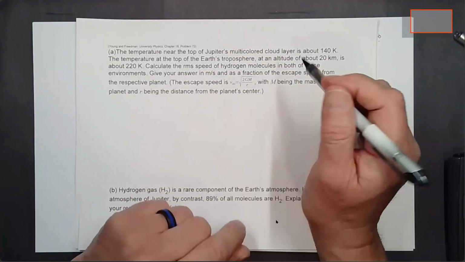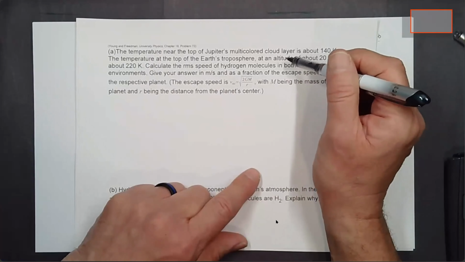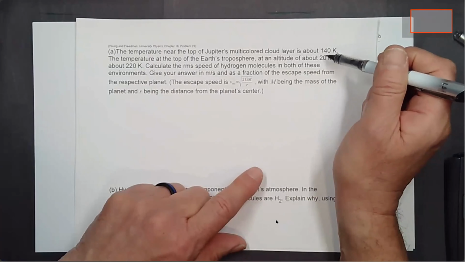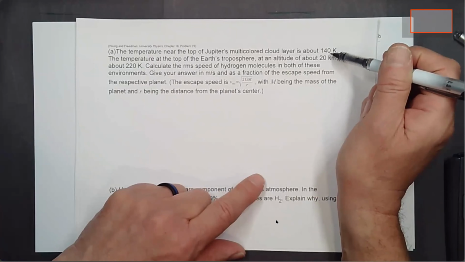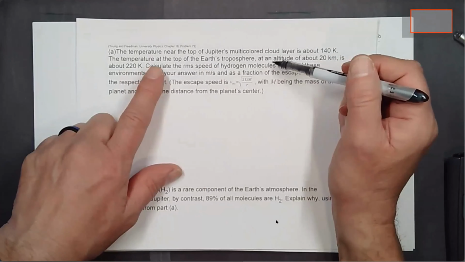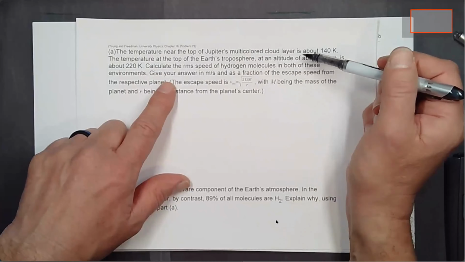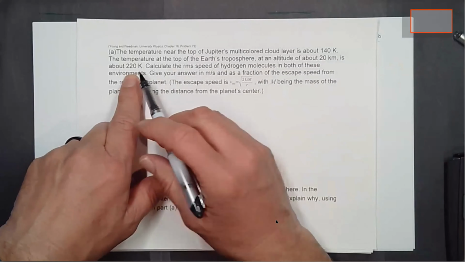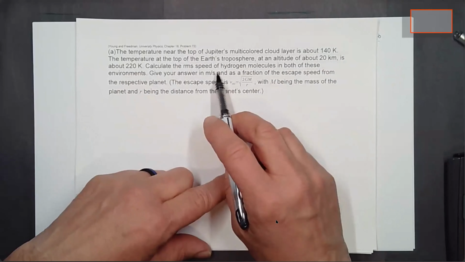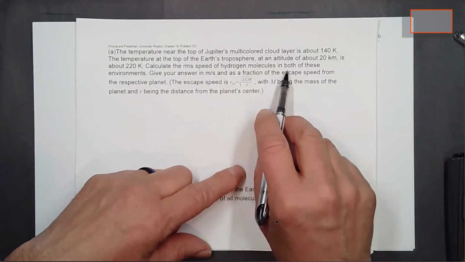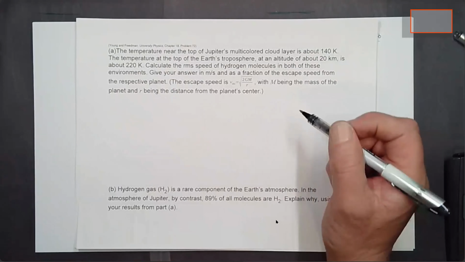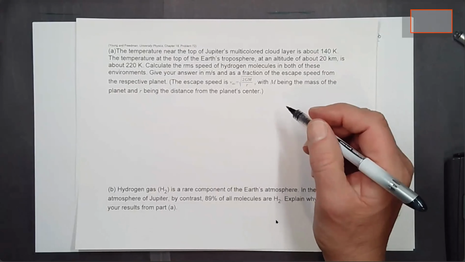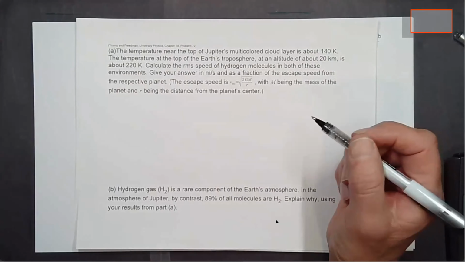The temperature near the top of Jupiter's multicolored cloud layer is 140 Kelvin, kind of chilly. The temperature at the top of the Earth's troposphere at an altitude of about 20 kilometers is about 220 Kelvin. Calculate the RMS speed of hydrogen molecules in both of these environments. Okay, well, this isn't too bad to do.